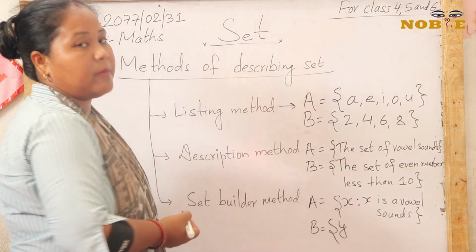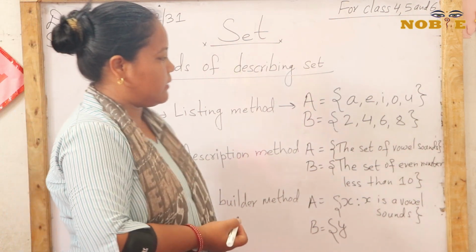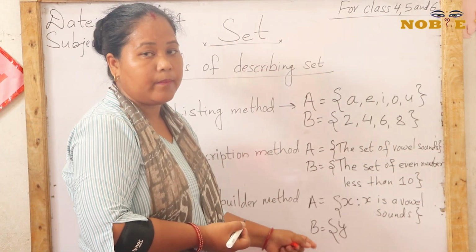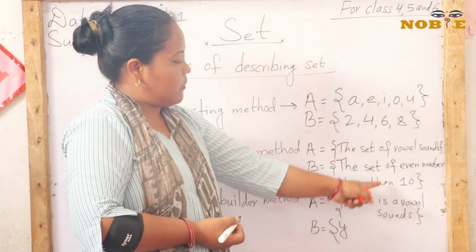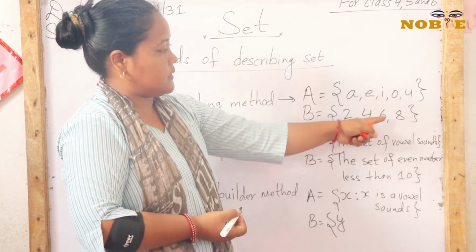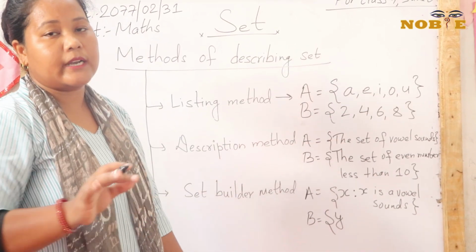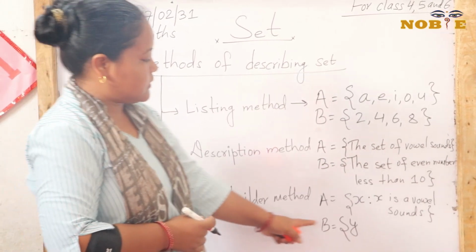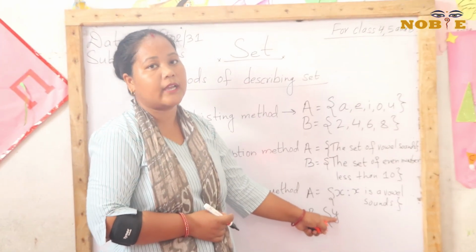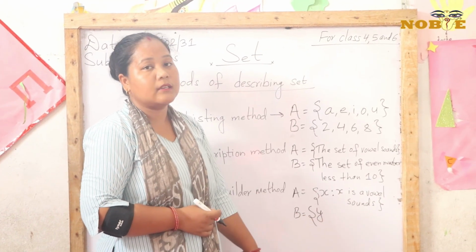We use the variable Y here to denote the elements of the set. The set of even numbers less than 10 is 2, 4, 6, 8, and we do not write 2, 4, 6, 8 in the set builder method. We use a single variable to denote those even numbers less than 10.